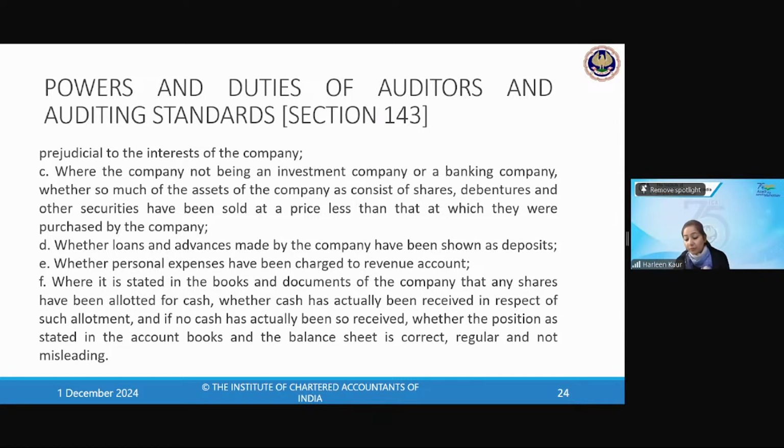And the last point is if personal expenses have been charged to revenue account. You're incurring personal expenditures and you're booking them in the P&L account. Again, there is an error in that. Inquiry can be made about that.